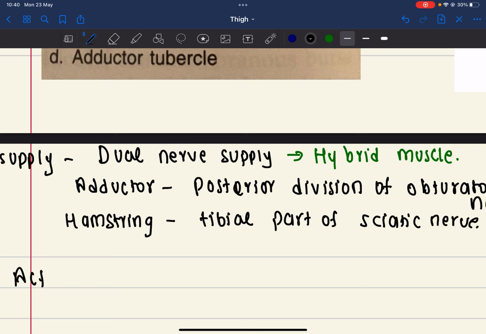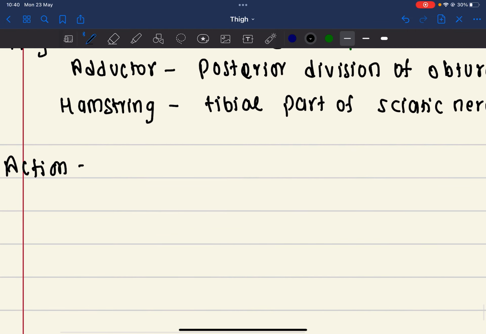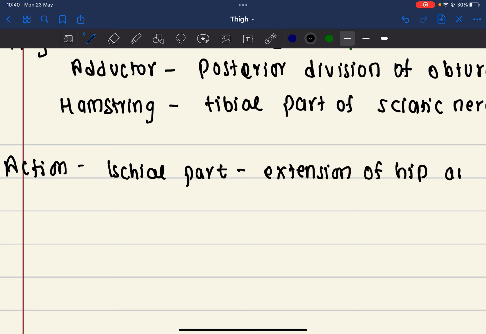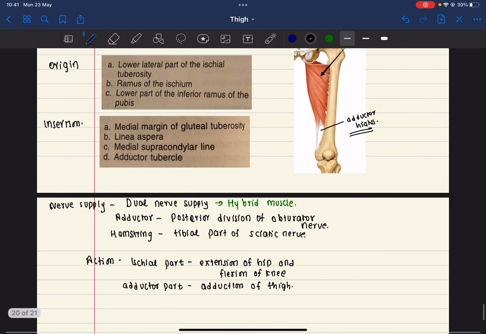र यसको action हेर्ने भने adductor part causes adduction of the thigh whereas ischial part it causes extension of the hip and flexion of the knee. र adductor part पनि लेख्दियौँ, adductor part it causes adduction of the thigh. So this was about the adductor magnus muscle.